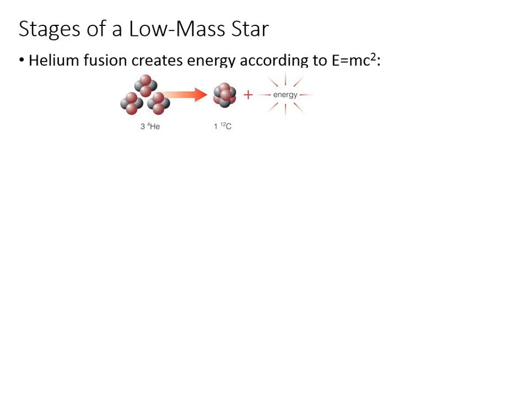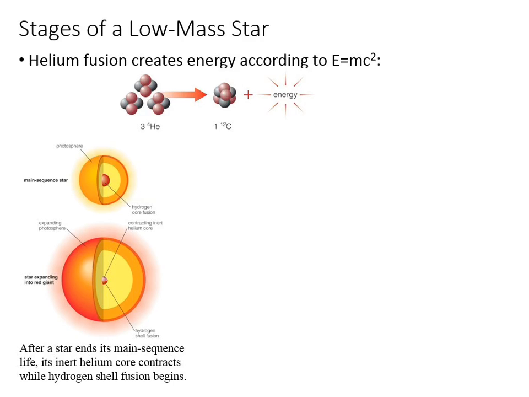All right. So I said that our sun is actually going to go ahead and fuse helium into carbon. That's what this is showing you. Helium, the red arrow means going to form carbon and energy. Okay, so it will do that. This is kind of a blow up of the red giant stage of a low mass star.